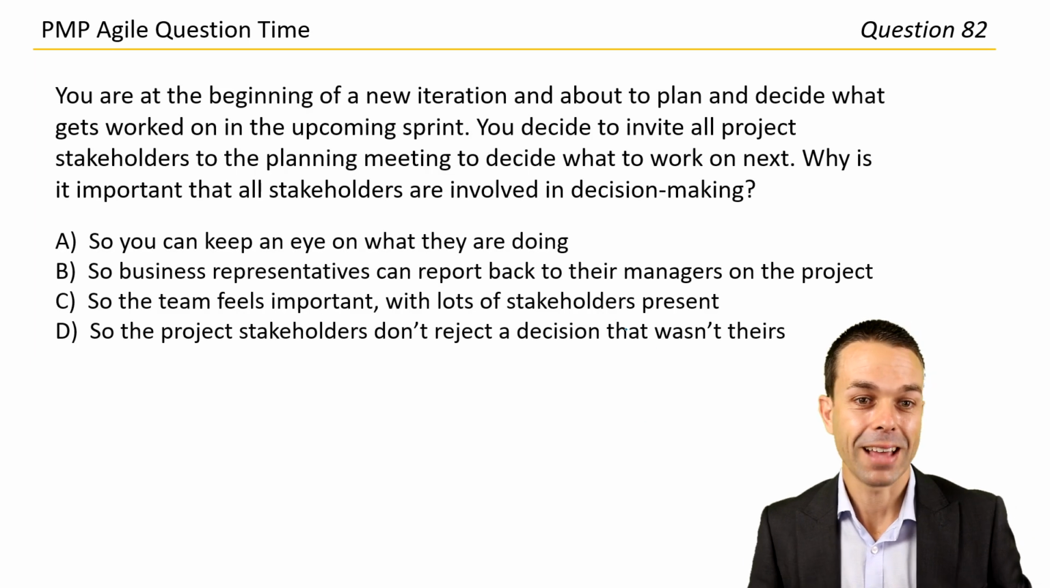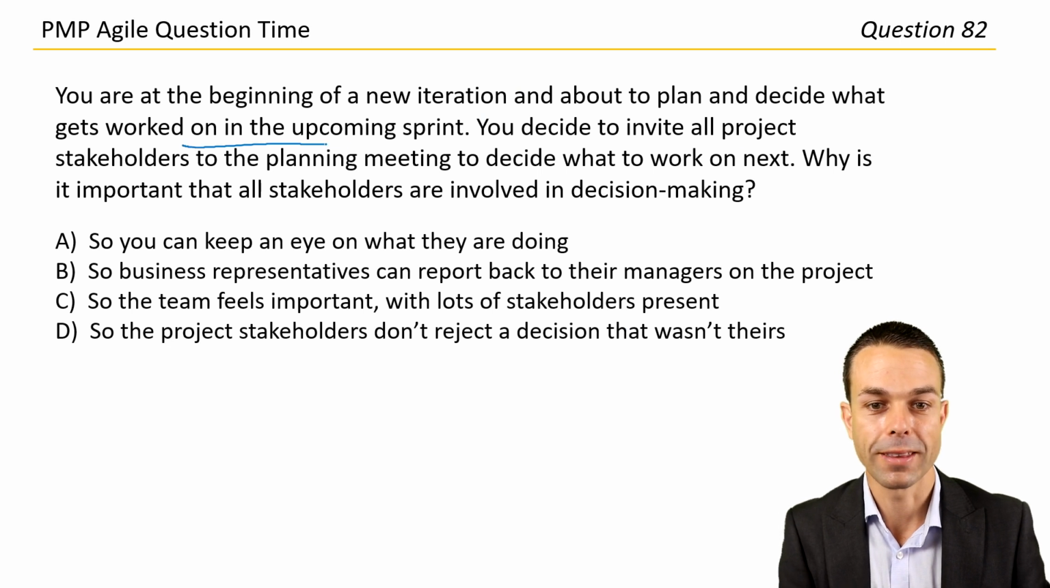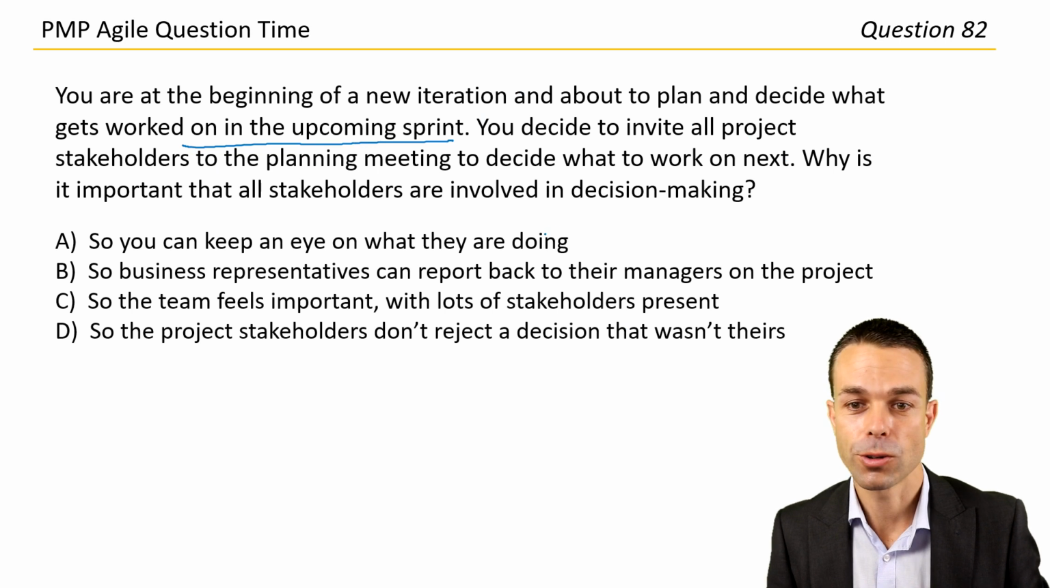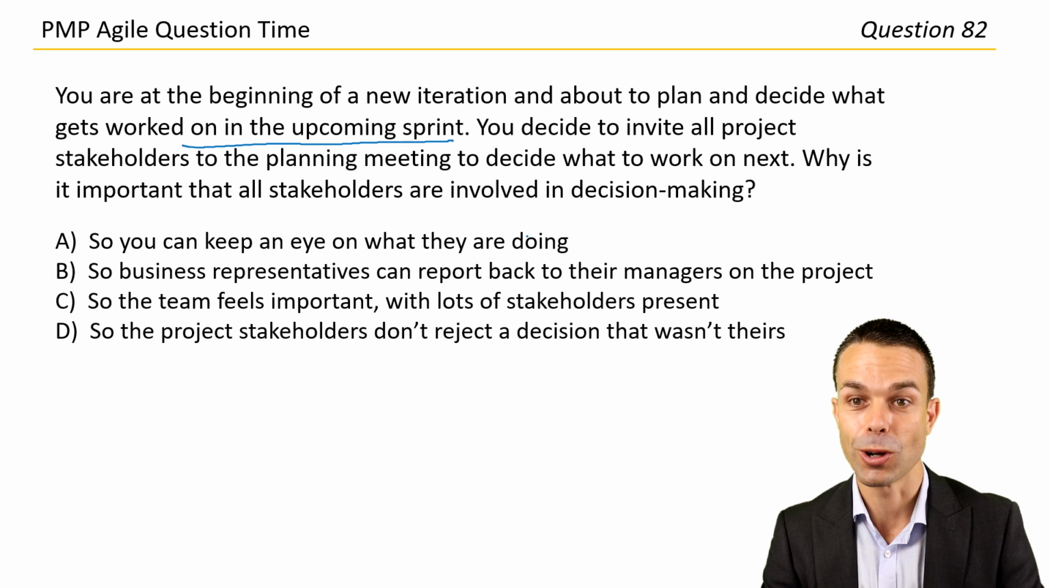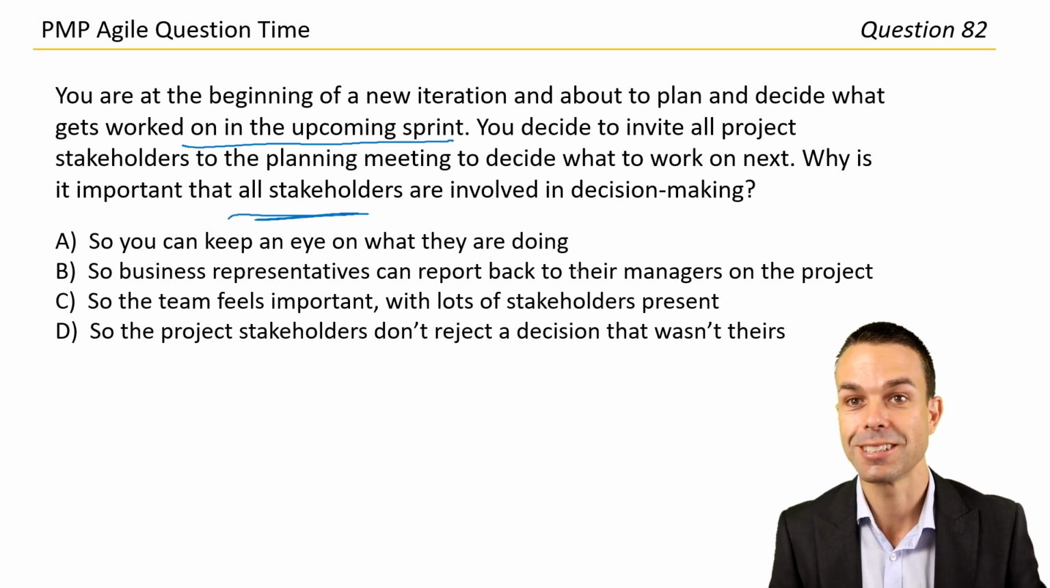Next question. You're at the beginning of a new iteration and about to plan and decide what gets worked on in the upcoming sprint. Oh, these are great questions today. You decide to invite all project stakeholders to the planning meeting to decide what to work on next. Why is it important that all stakeholders are involved in decision making?